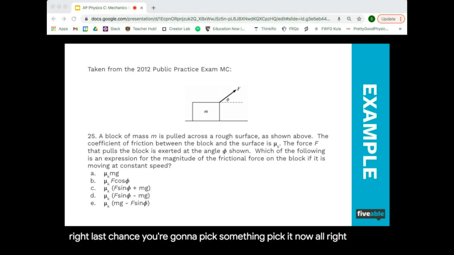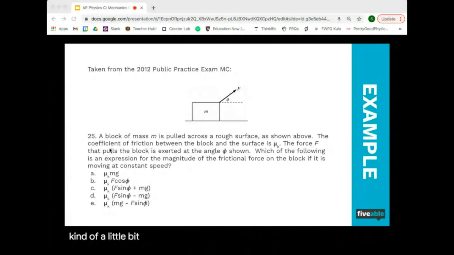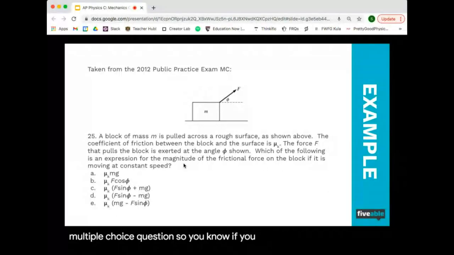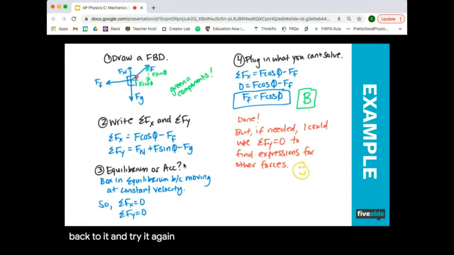All right, cool. So let's go over this one. I think people were probably still working. This was a big ask of me. There's a lot of steps here, but this is a multiple choice question. So if you didn't do it now, maybe come back to it and try it again after. But here we go. So first thing, draw that free body diagram.